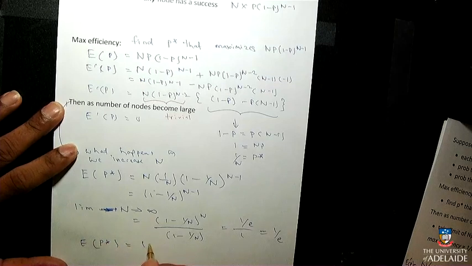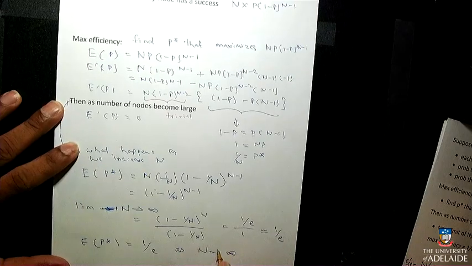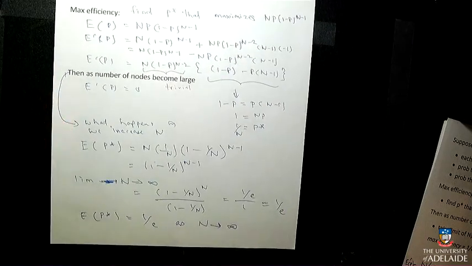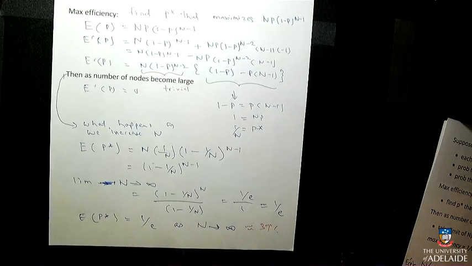It turns out that p star is actually equal to 1 over e as n becomes really large. Who knows the value of e? It's the natural log. Anyone? 1 over e turns out to be something like 37%, so roughly around 37%. That's pretty low, right?